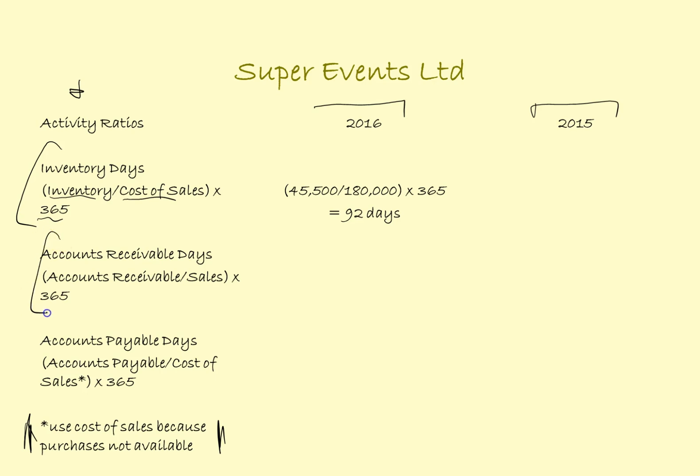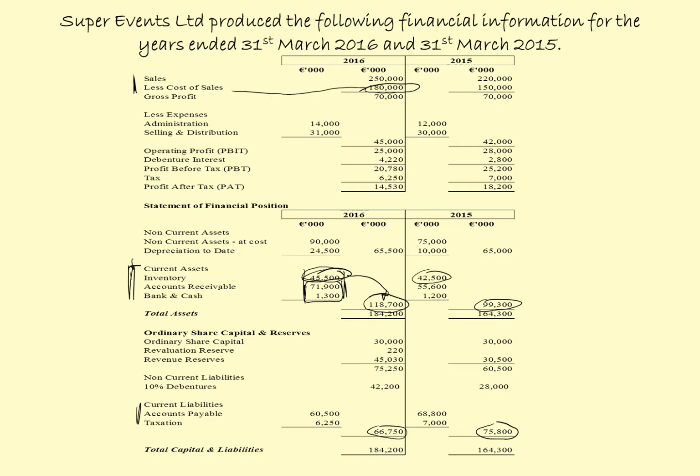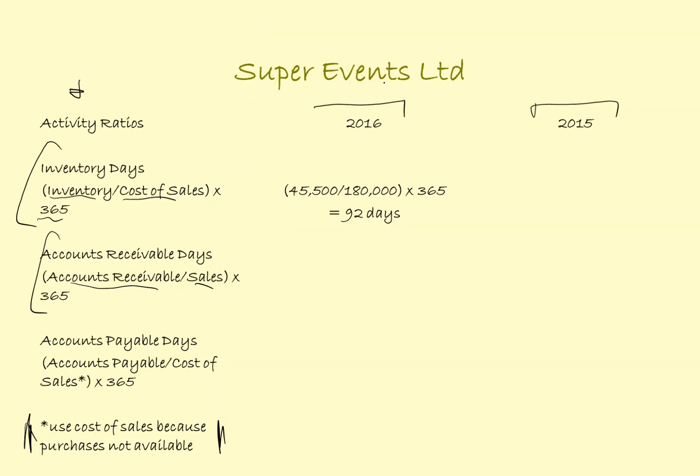The accounts receivable, so if the accounts receivable, which is the current asset, divided by sales. So back to my question. There's my accounts receivable, 71,900, and up the top of the question, there's my sales, 250,000. So pop that in, 71,900 divided by 250,000 by 365 gives me 105 days.